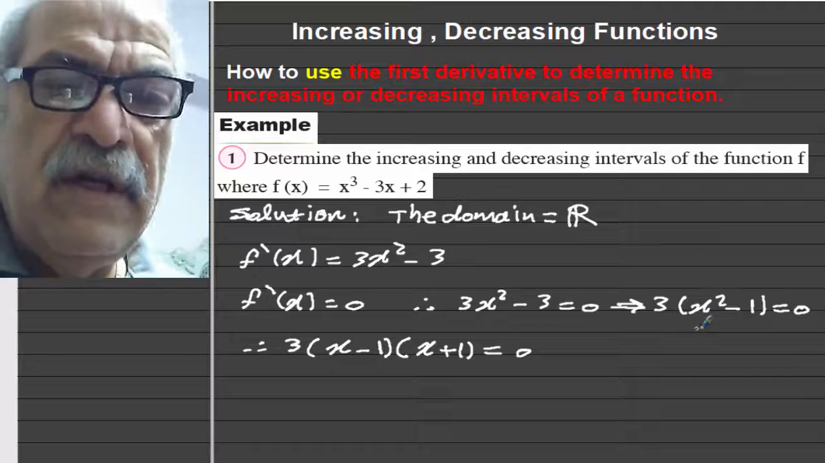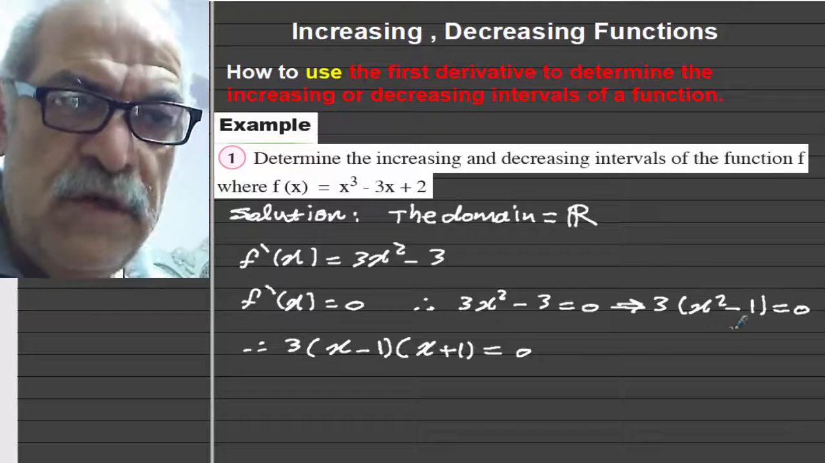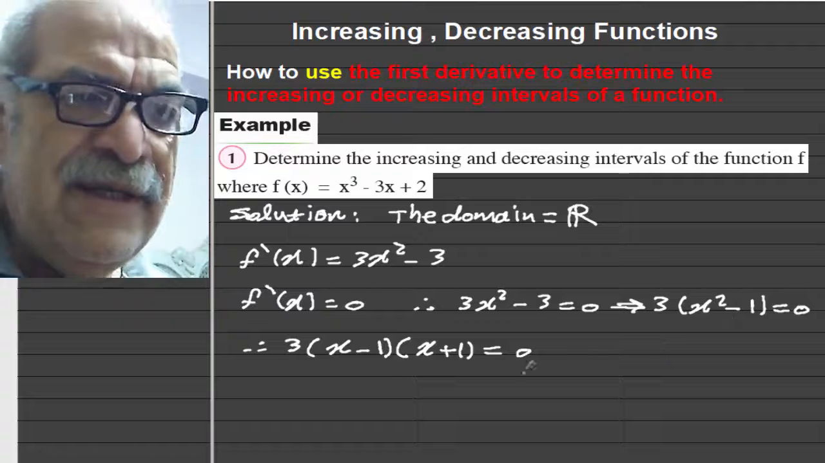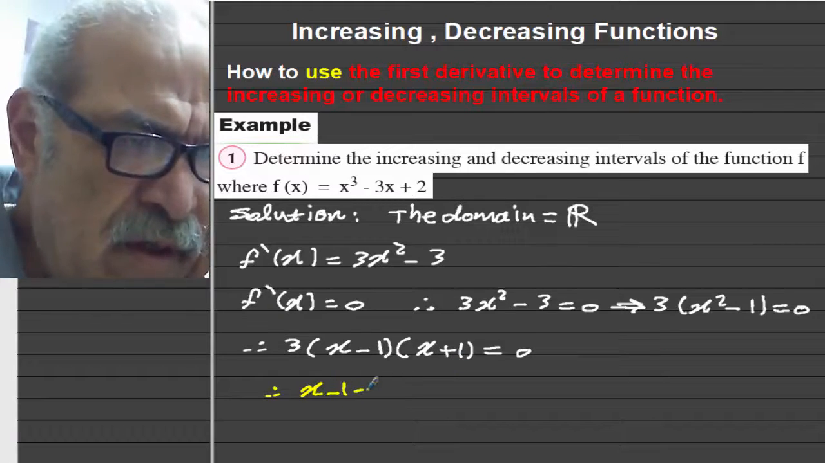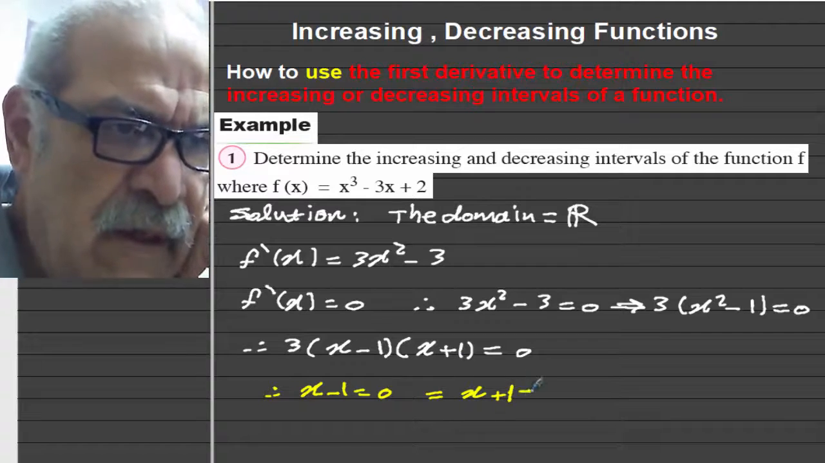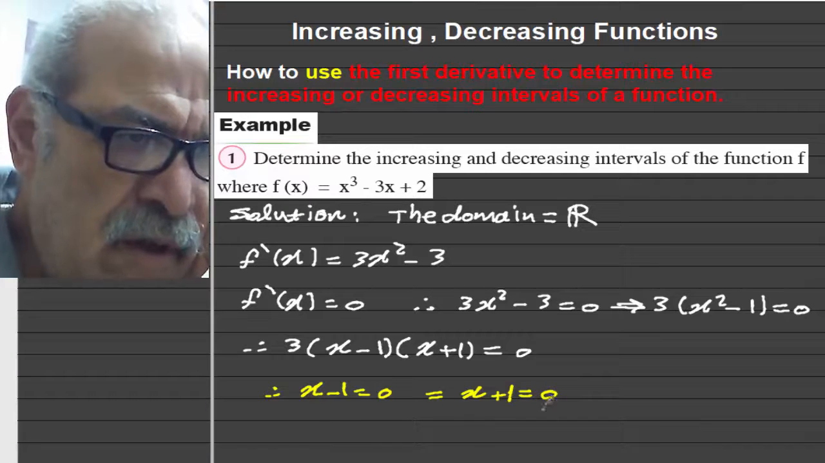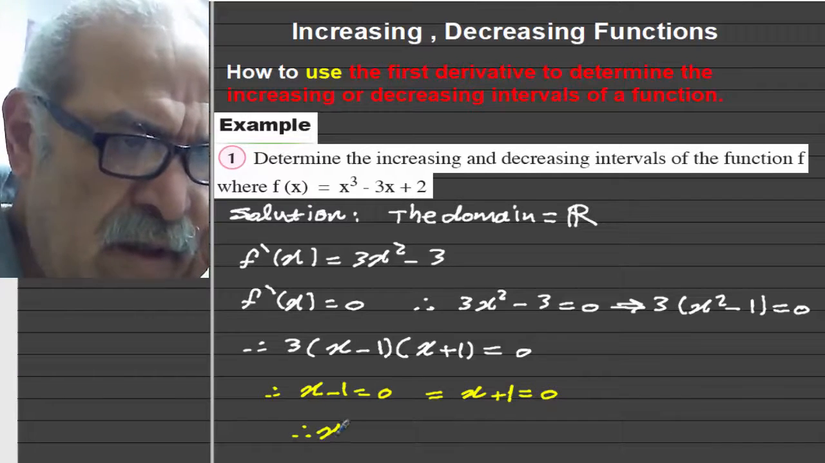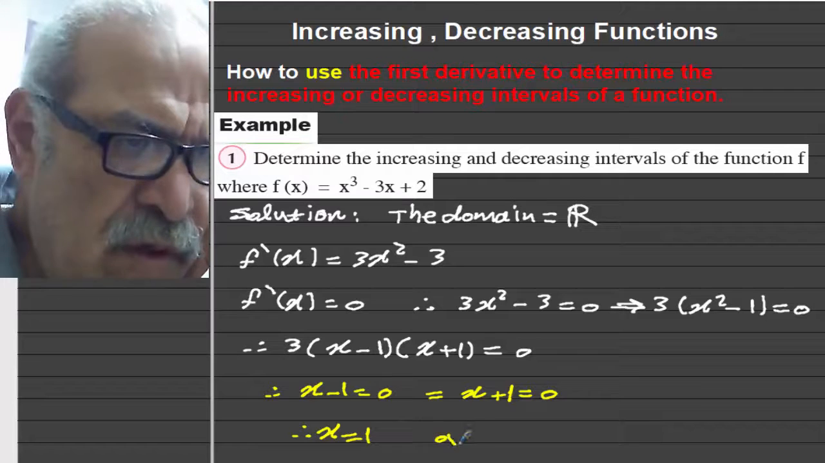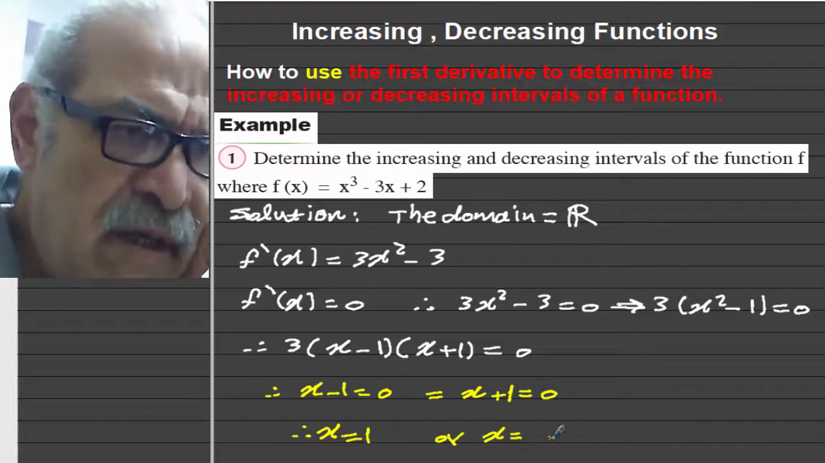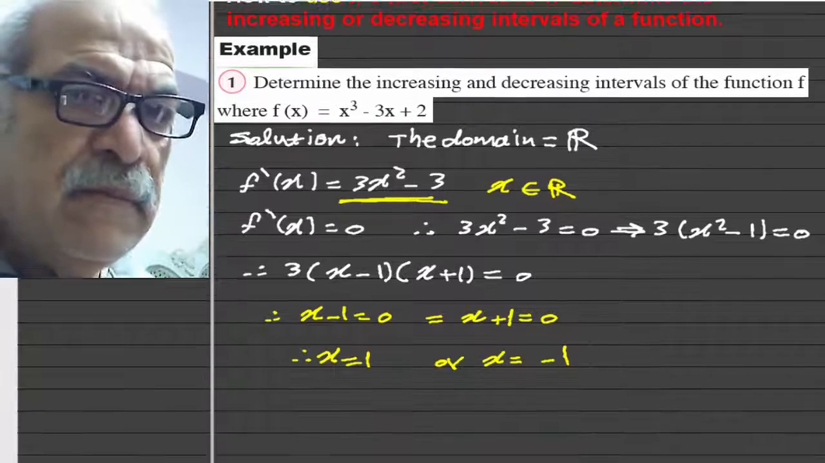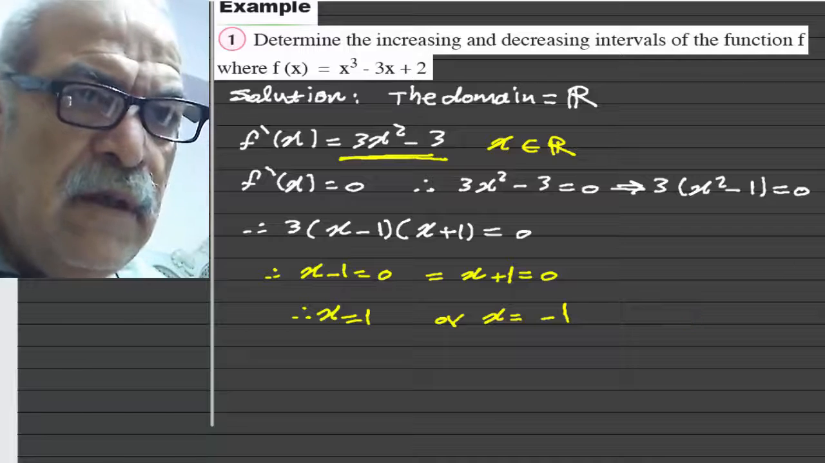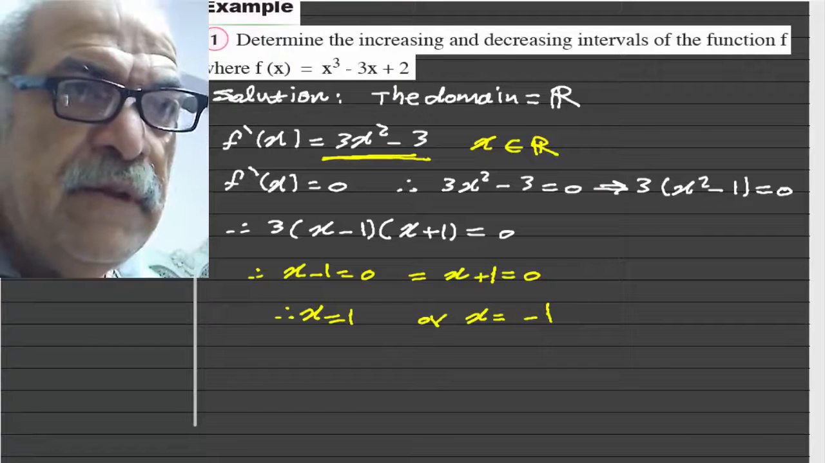Because we have here the difference of two squares, x squared minus 1, its factorization is x minus 1 multiply x plus 1. So x minus 1 equals 0, or x plus 1 equals 0. It means x equals 1 or x equals negative 1. So we construct a table using a number line here.